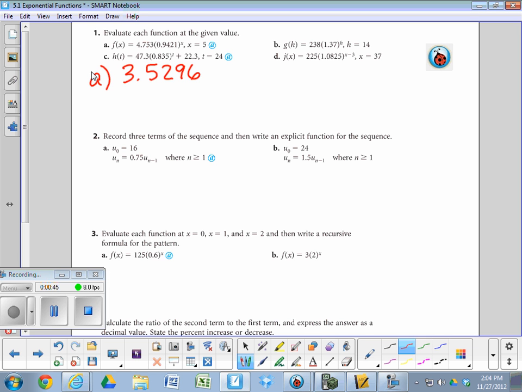All right? When we do these problems tomorrow in class, when we talk about the green worksheet, I may ask you to give me an example of what this problem might represent. For example, this might be a radioactive decay problem where you start with 4.753 grams of something, and it's losing its amount by what percent? What percent would it be losing? If it's retaining 0.9421, what percent is it losing?